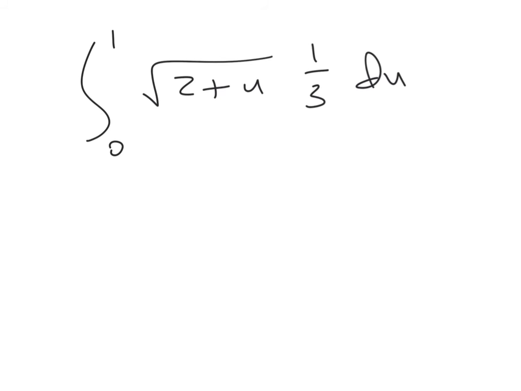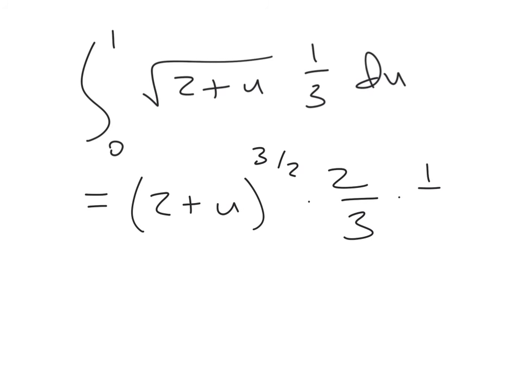So my new integral is the integral from u equals 0 to u equals 1 of the square root of 2 plus u times 1/3 du. And this integral should be 2 plus u to the 3/2 times 2/3 times that initial 1/3 with u going from 0 to 1. And if we were to take the derivative of 2 plus u to the 3/2 times 2/3, that 3/2 comes down and cancels with the 2/3, and we would get 2 plus u to the 1/2, which is exactly what we wanted, so that checks out.